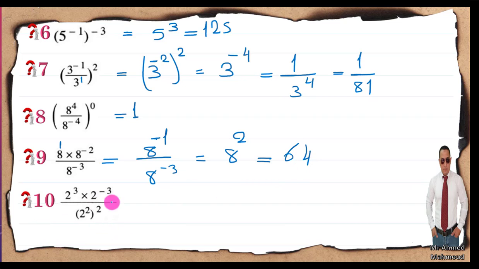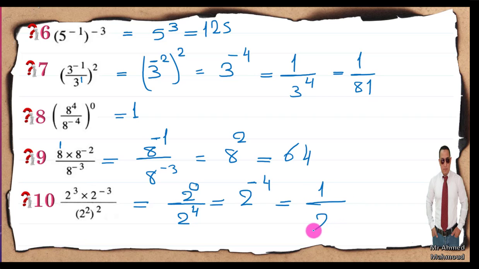Number 10. I'm going to write down 2 here, and here I'm going to add the powers. 3 plus negative 3 equals 0. And here I'm going to write down 2, and 2 times 2 equals 4. Finally, I'm going to write down 2 and subtract the powers. 0 minus 4 equals negative 4. Finally, 2 power negative 4 equals 1 over 2 power 4, which is equal to 1 over 16.